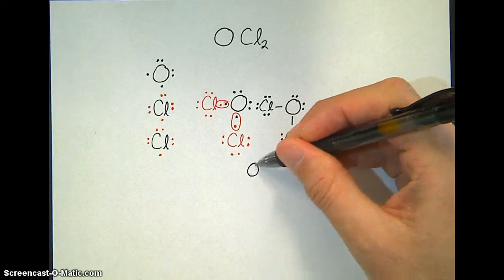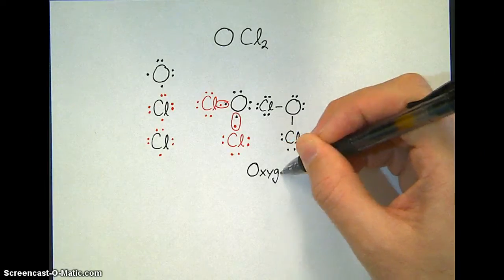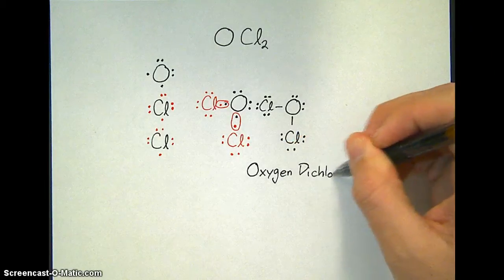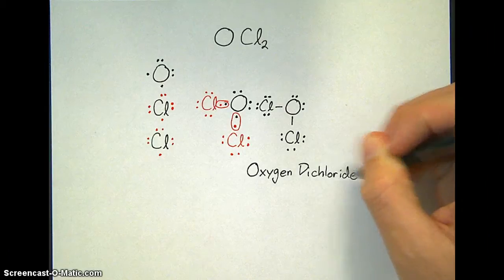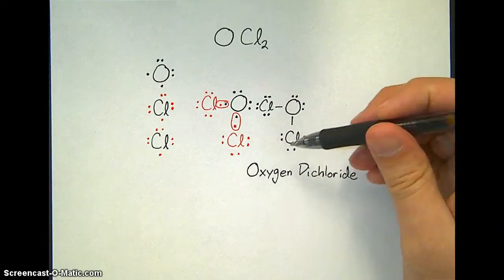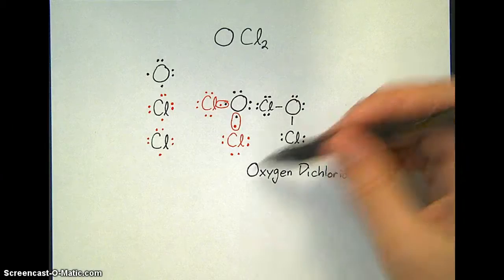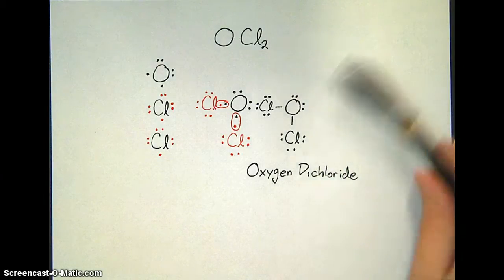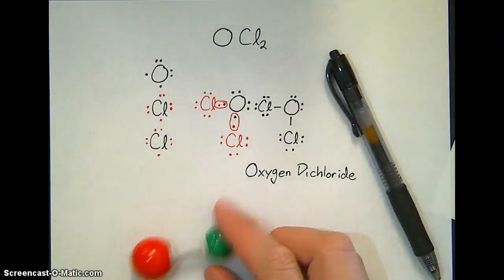The name of this compound is oxygen dichloride. For di meaning we have 2 chlorides. We don't start with mono, even though we have 1 oxygen. I don't know why chemists decided on that, but we don't use mono on the first word. Now I'll show you the structure that comes out of this as well.